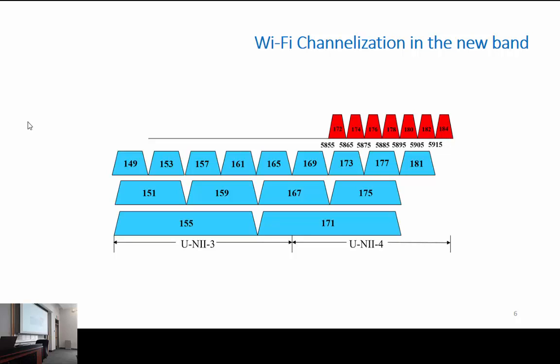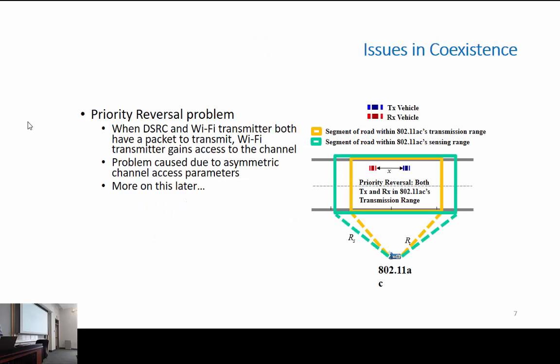So it looks like if you enable this, if you allow Wi-Fi devices to operate in this channel, you can significantly improve the Wi-Fi performance by using larger bandwidth channels. So this is what we examine in detail in our work.